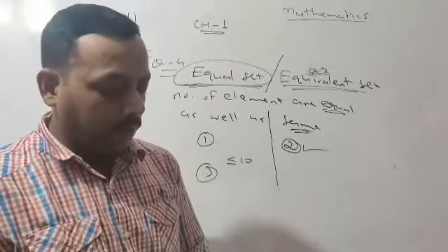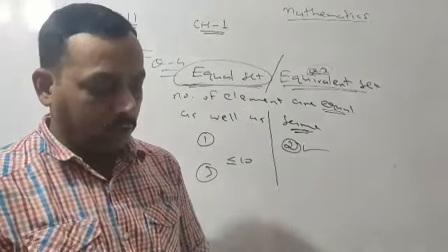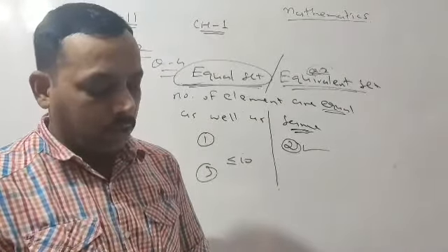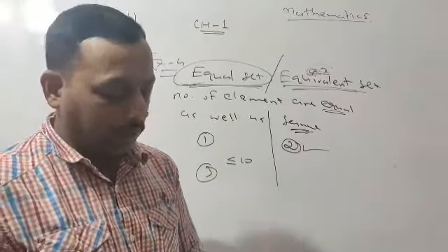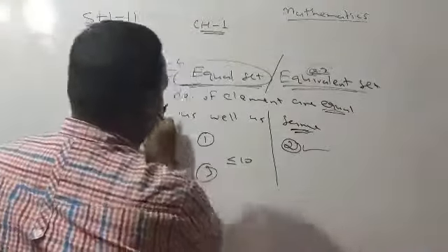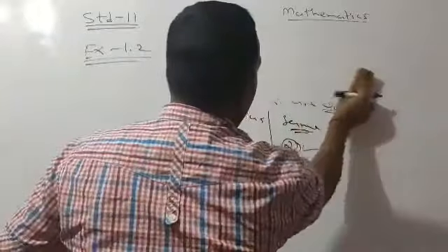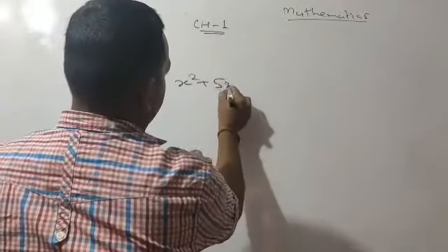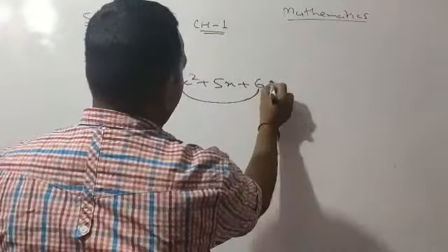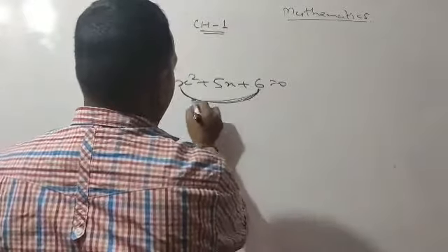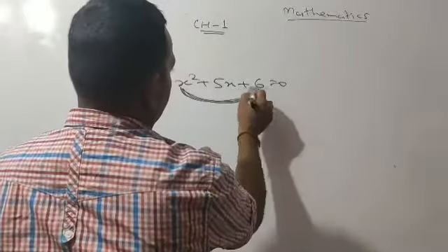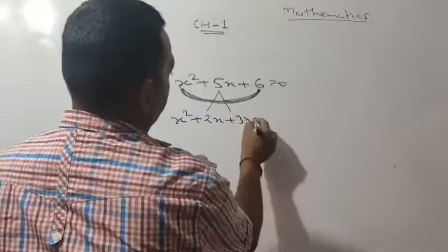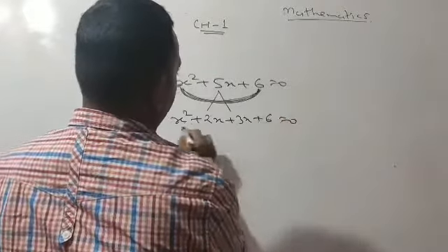See, for the fifth question, the first question, A having elements 2, 3 and B is x, where x is a solution of the equation x square plus 5x plus 6. Now the equation is x square plus 5x plus 6. We know very well, 6 ones are 6. We have to factorize this. So we may write x square plus 2x plus 3x plus 6 equal to 0.